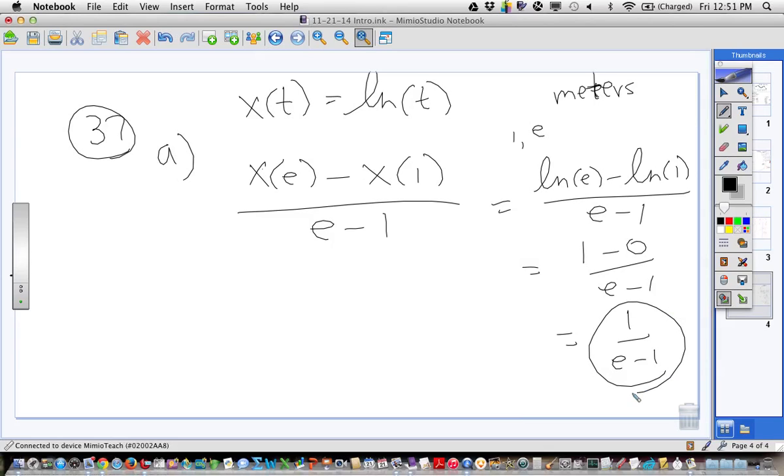This would be a no calculator. I mean, we should do all these like they're no calculator, and then if we need a calculator, that's easy. We just type it in. But basically, that is average rate of change.